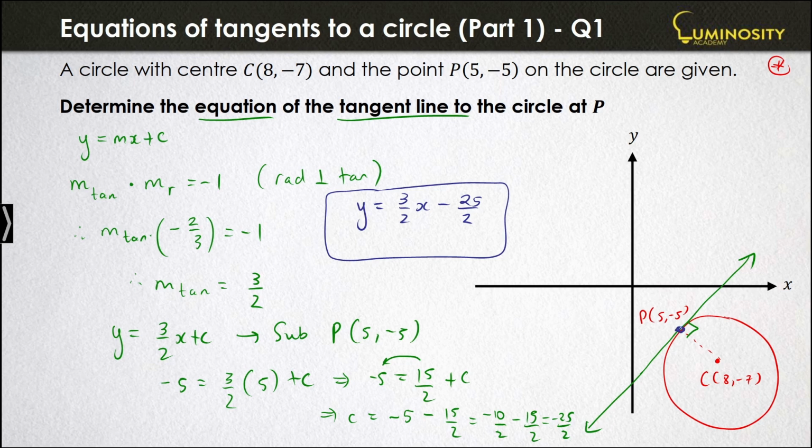The key thing here is noting that the tangent line and the radius are always perpendicular, so therefore you can always work out the gradient of the tangent line and then substitute the point of contact to get the equation of that tangent line.